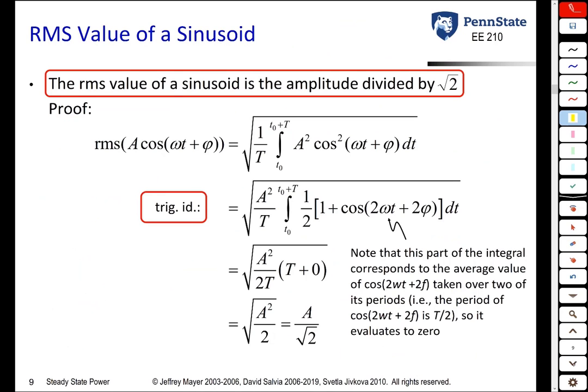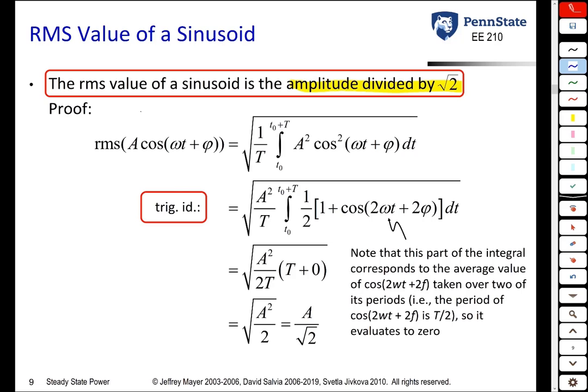Turns out that for a sinusoid, whether we're talking about a cosine, a sine, or something in between, the RMS, or effective value, is just the amplitude divided by the square root of 2. It's a very simple result. It doesn't matter what the frequency of the sinusoid is, and it doesn't matter what the phase of the sinusoid is. The RMS value is just the amplitude divided by the square root of 2.